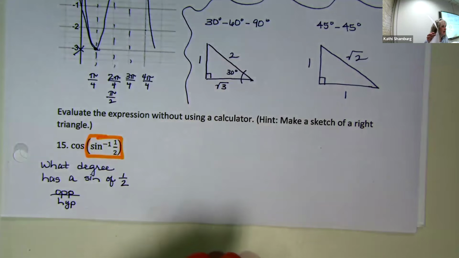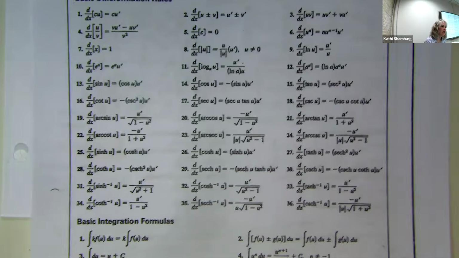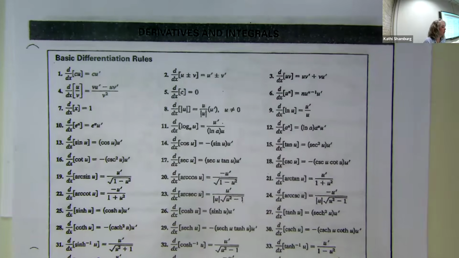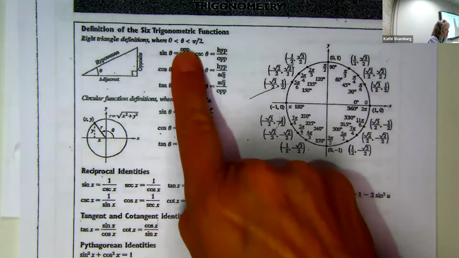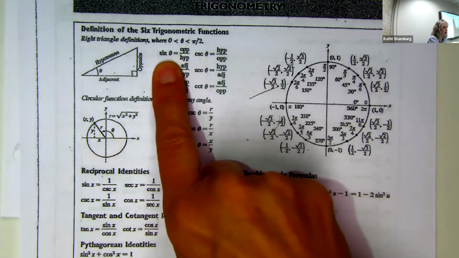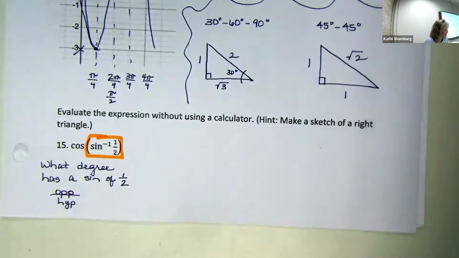I'm going to show you. Which trig function is opposite over hypotenuse? Sine. Now, if you did not remember that, here was the main formula sheet that I told you to print off. Notice here's your trig functions. So opposite over hypotenuse is sine.